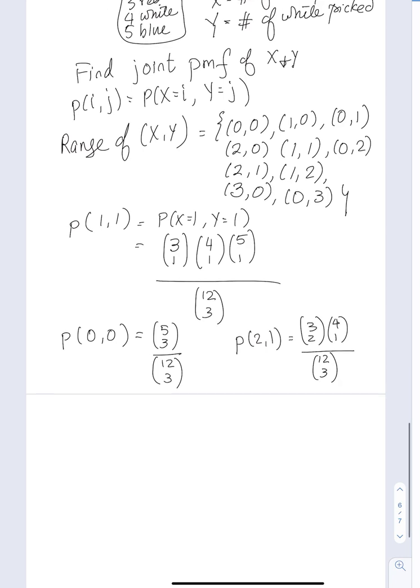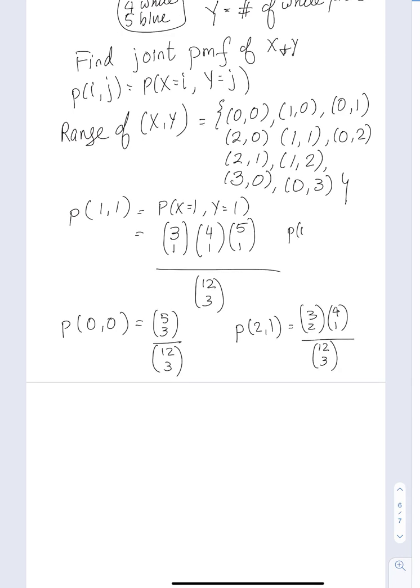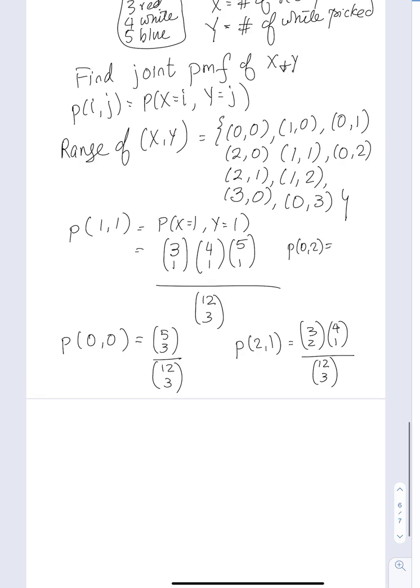Okay, for example, one more, just for the sake of making sure you get this. What's P of 0, 2? The probability of picking 0 red balls and 2 white balls. So how many ways can you pick? One way you can pick 0 red balls, just don't pick any. How many ways can you pick 2 white balls? It's 4 choose 2. And then you still have to pick a blue ball because this means you pick 2 white and 1 blue. So 5 choose 1 divided by 12 choose 3. All right. So that would be P of 0, 2.